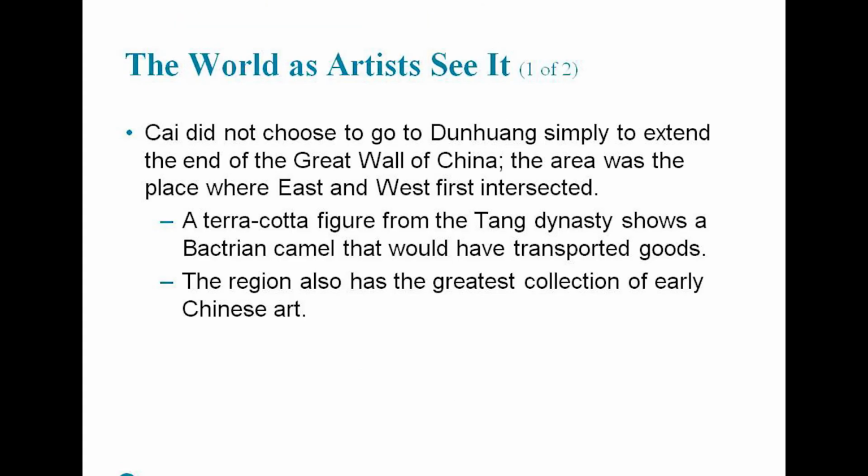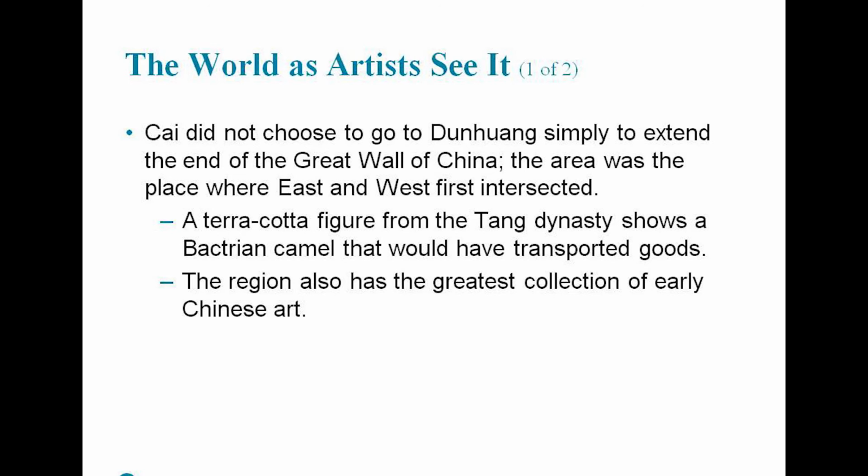The world as an artist sees it. Kai did not choose to go to Dunhuang simply to extend the end of the Great Wall of China. The area was the place where East and West first intersected. He chose that place specifically. There was a message. There's a reason he chose that place. That's where Western culture met Eastern culture. It was a market.